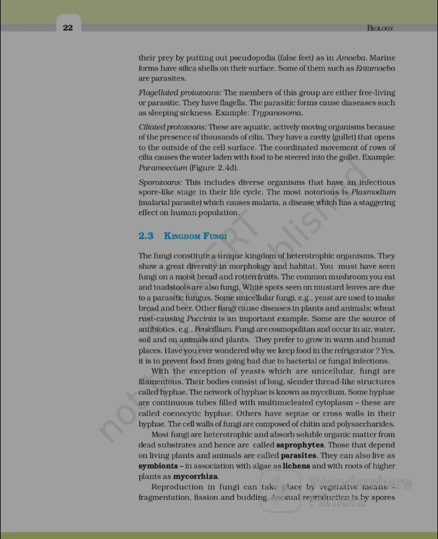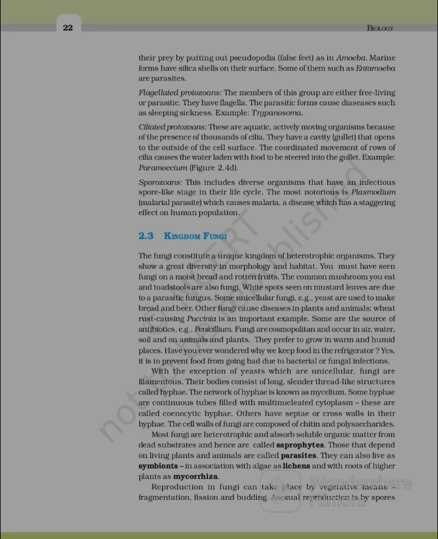Wheat rust causing Puccinia is an important example. Some are the source of antibiotics, example Penicillium. Fungi are cosmopolitan and occur in air, water, soil, and on animals and plants. They prefer to grow in warm and humid places. Have you ever wondered why we keep food in the refrigerator? Yes, it is to prevent food from going bad due to bacterial or fungal infections.